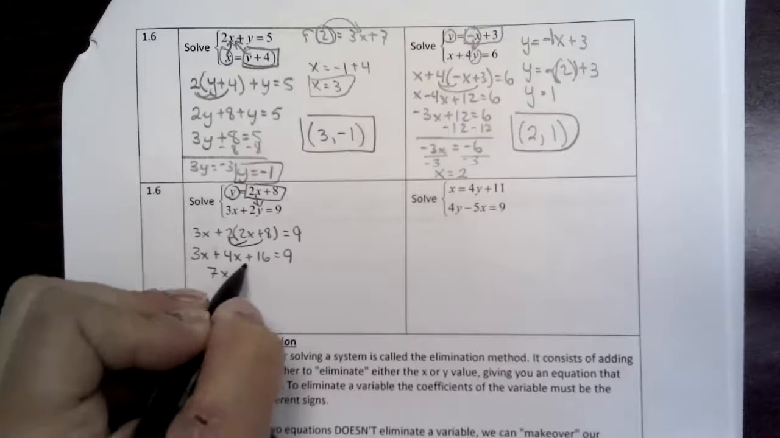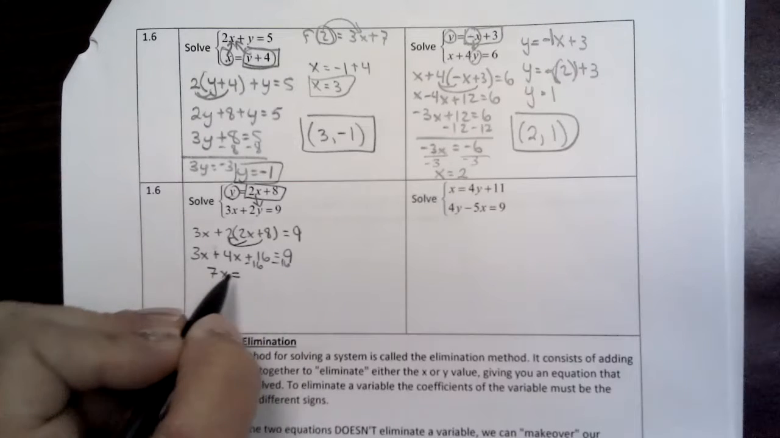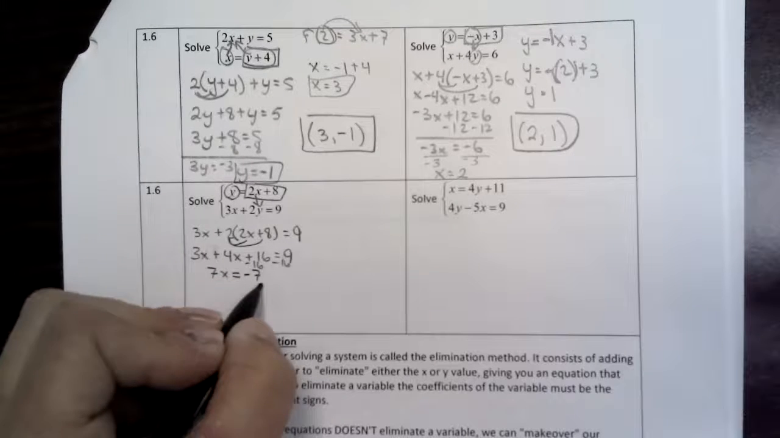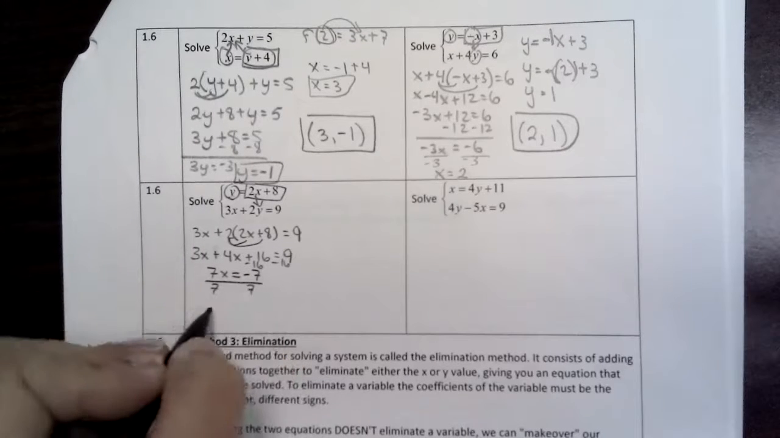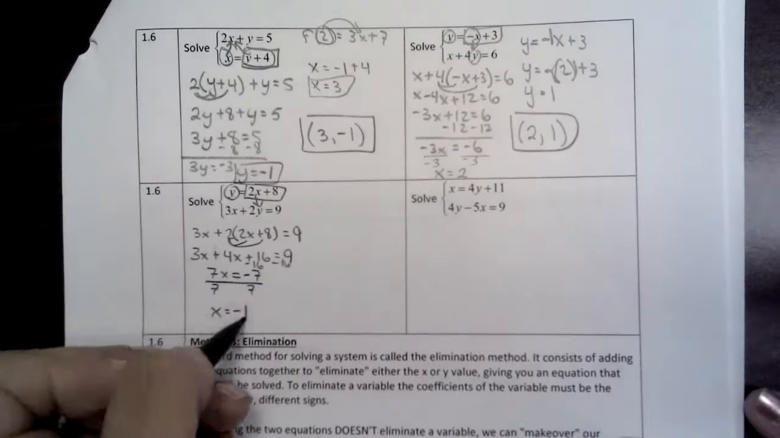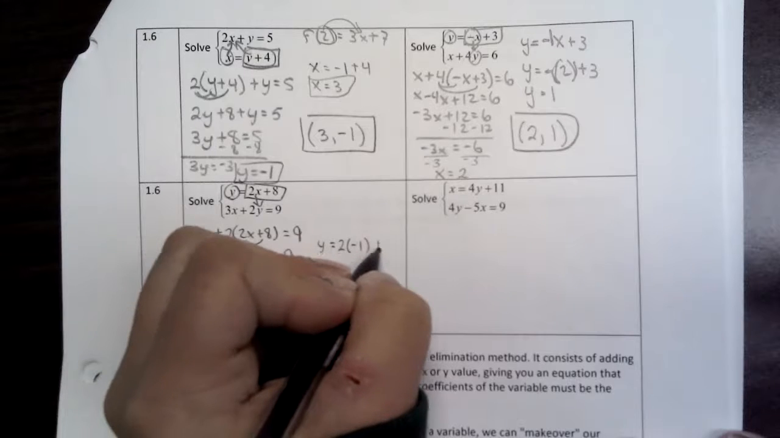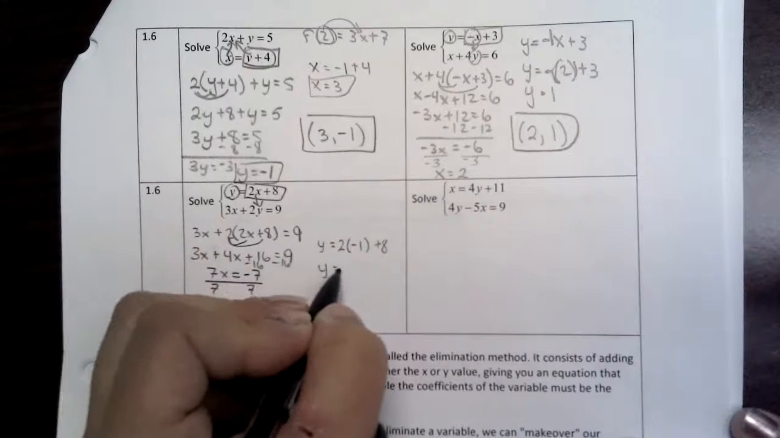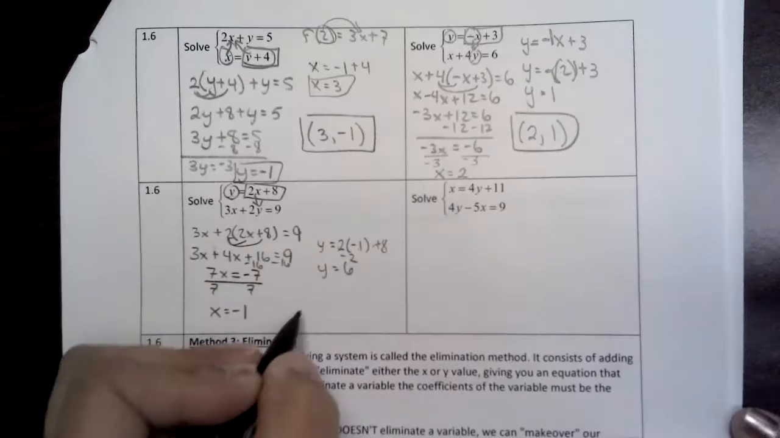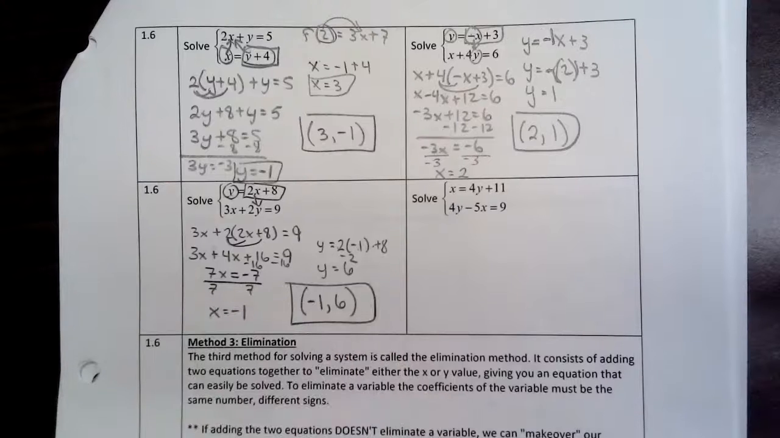That's 7x, and I've got to subtract 16 from both sides. I'm kind of starting to combine stuff on you guys. So 9 take away 16 is -7. Divide both sides by 7, and x equals -1. Now I'm going to plug that -1 back into either equation and solve. So y equals 2 times -1 is -2, plus 8 is 6. So my answer is -1, 6.